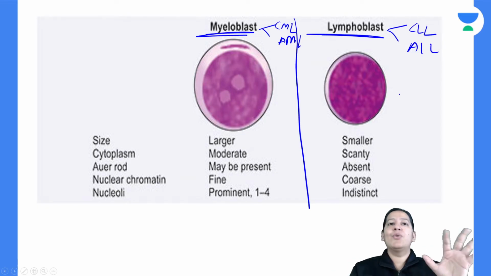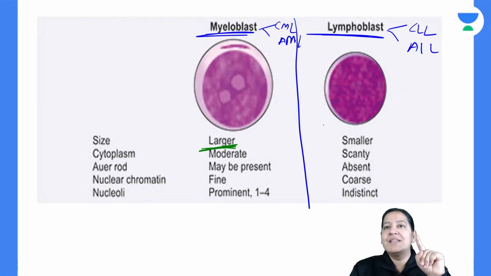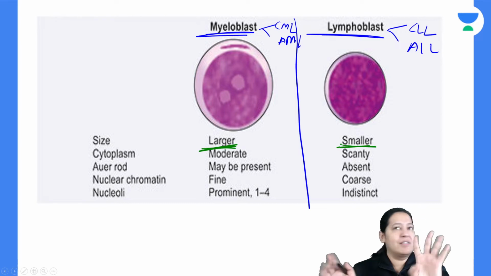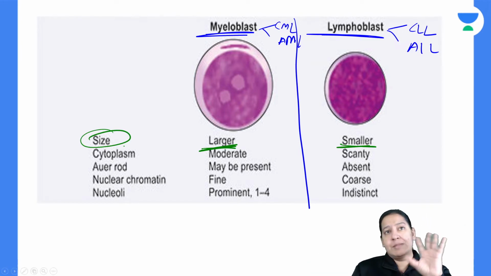Yes or no? So you can see very clearly here, myeloblast is larger in size and lymphoblast is relatively smaller. That is the first difference. So size wise, the myeloblast is larger, lymphoblast is smaller.